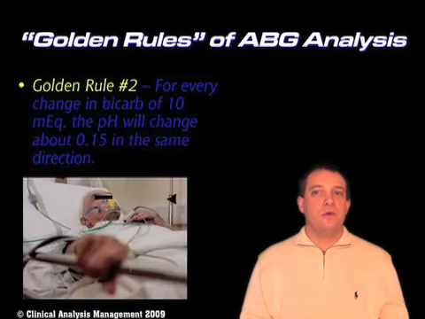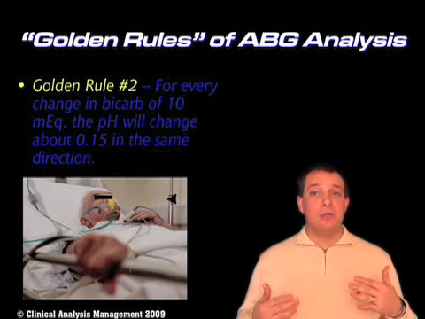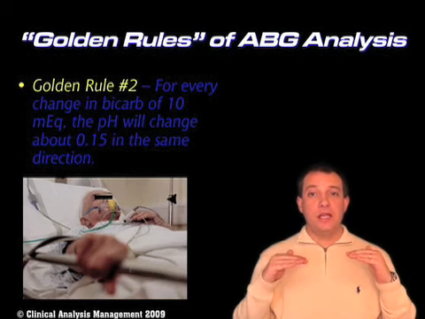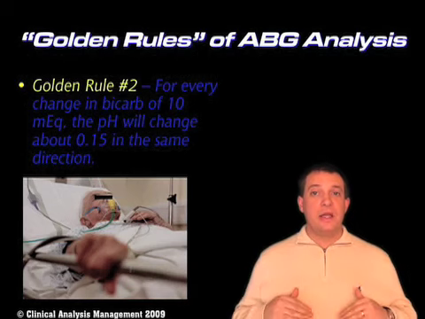Okay, another golden rule: for every change in the bicarb of 10, we should expect to see that the pH will change about 0.15 in the same direction. So remember, with the pH and the CO2, they go in opposition. With the pH and the bicarb, they go in the same direction.